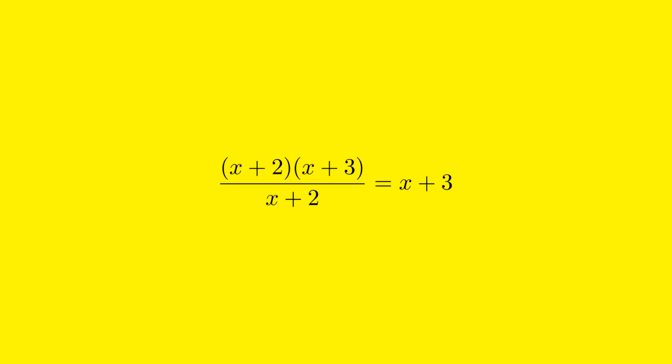By cancelling out x plus 2 in the numerator and x plus 2 in the denominator, we are left with x plus 3. Therefore, the original expression x squared plus 5x plus 6 over x plus 2, when reduced to its lowest terms, simplifies to x plus 3. This is the final step.